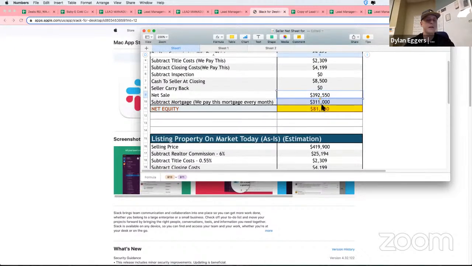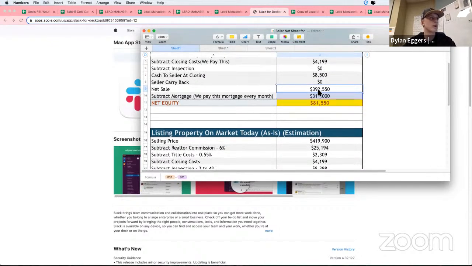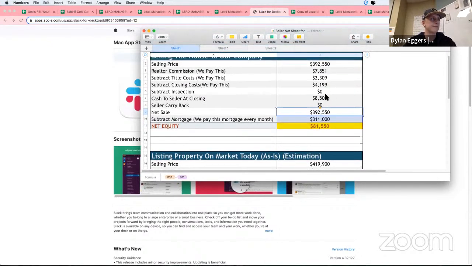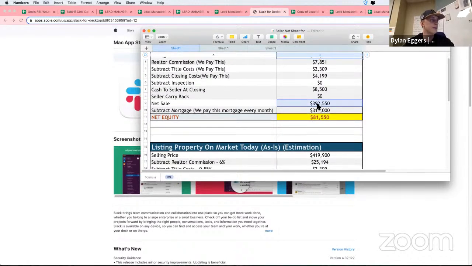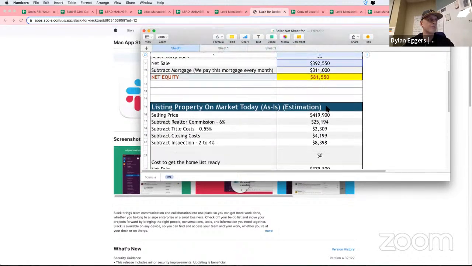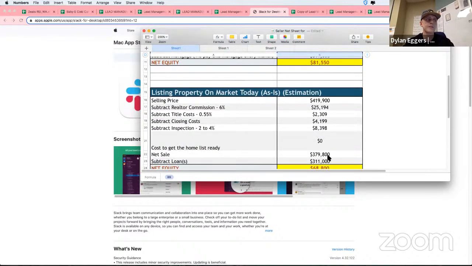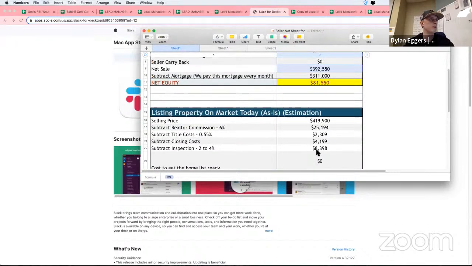So now their net sale by selling to us is 392,550. And then our selling price is the exact same price, because they're not going to have to pay commissions, title costs, closing costs. In these parentheses, you can see we pay this. So our net sale and our selling price are the exact same numbers. You can see our net sale is 392,550 as opposed to their net sale of 379, so we're beating their net sale.